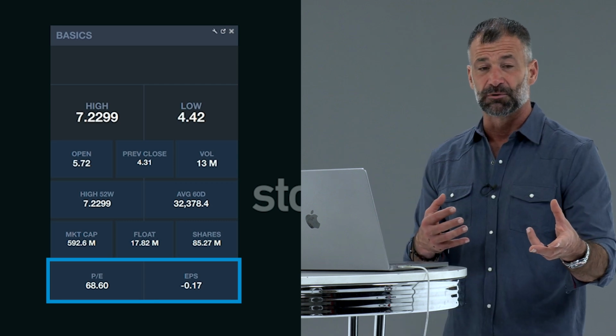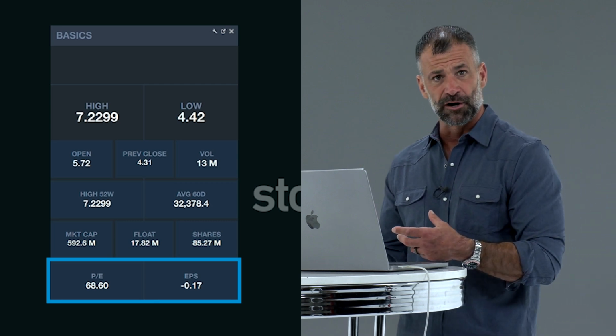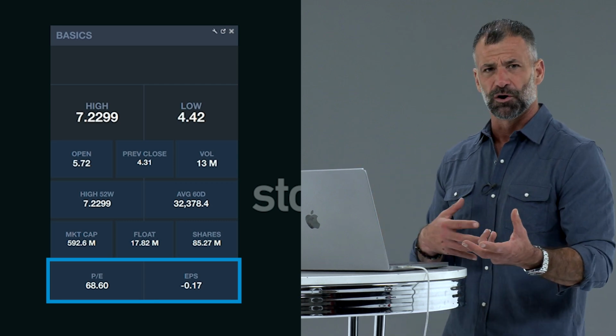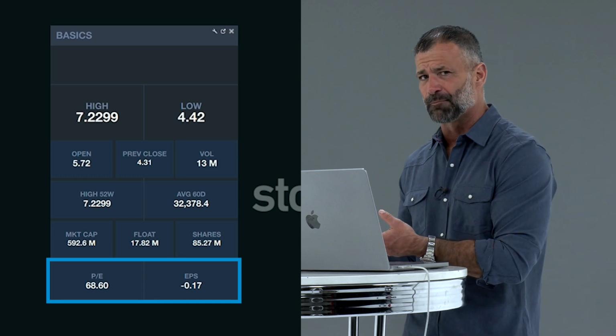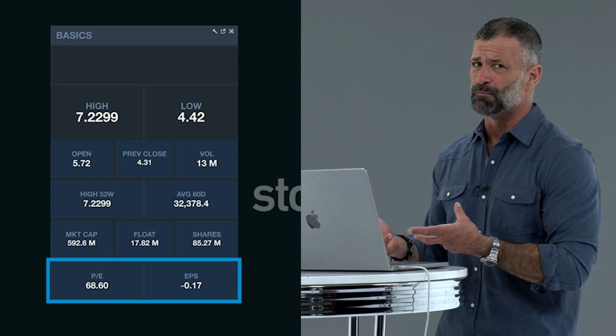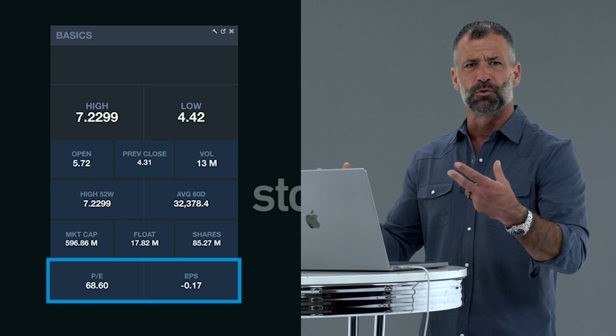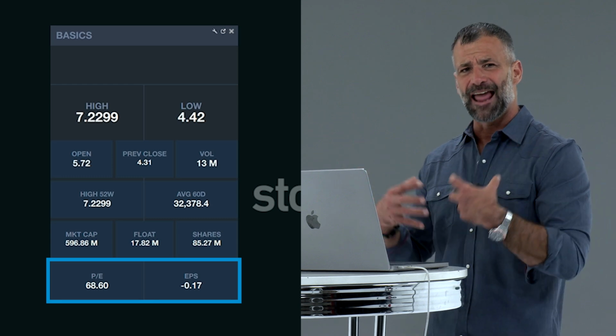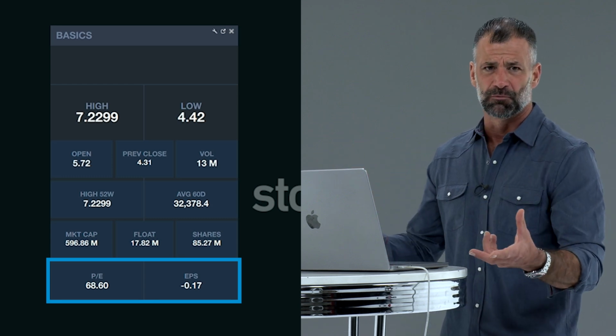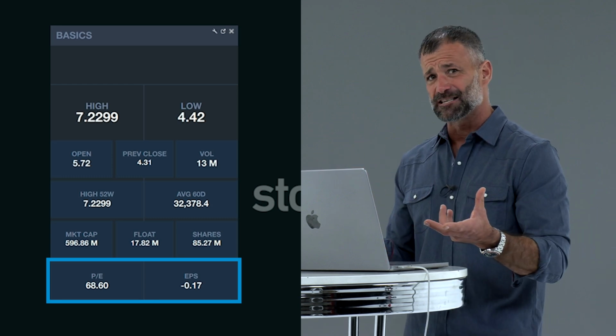You can quickly see what the price to earnings are, as well as the earnings per share, and decide if it's worth the risk, if they're a non-profitable company or they're barely getting by. With swing trades, we want to focus on higher quality companies that have earnings because it lowers the risk of dilution. So that's the basics box, guys.